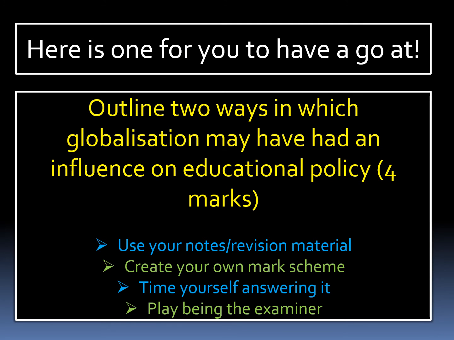So now that you've practiced that 4-mark question, here's another one for you to have a go at. Outline 2 ways in which globalisation may have had an influence on educational policies. That was also a 4-marker. Use your notes revision material. You can have a go at creating your own mark scheme, or you can check out the mark scheme on the AQA exam board and have a go at playing the examiner.